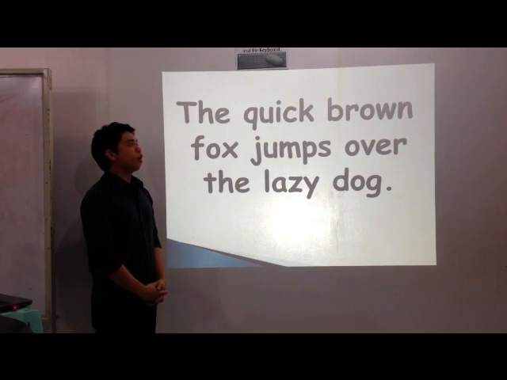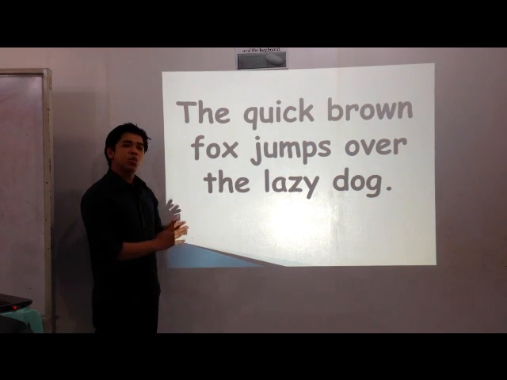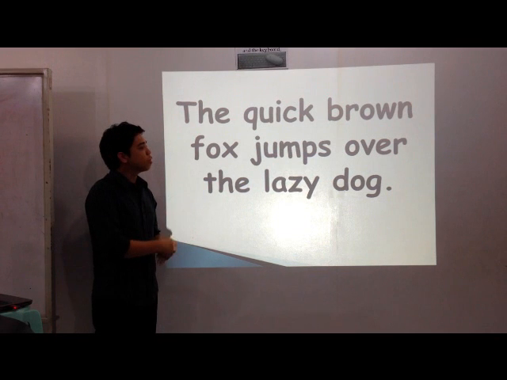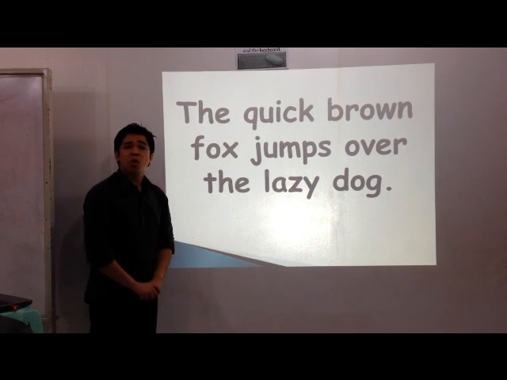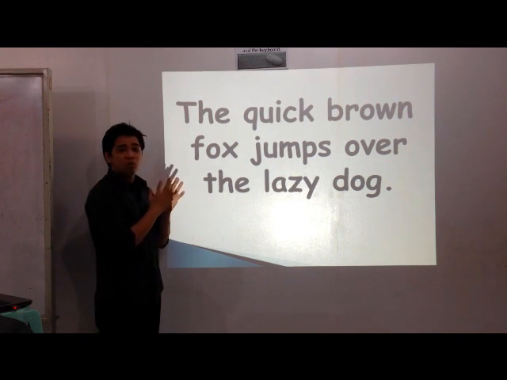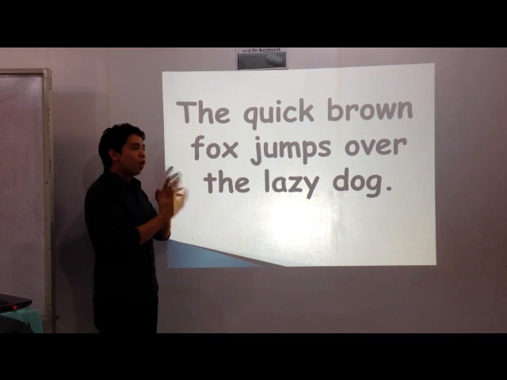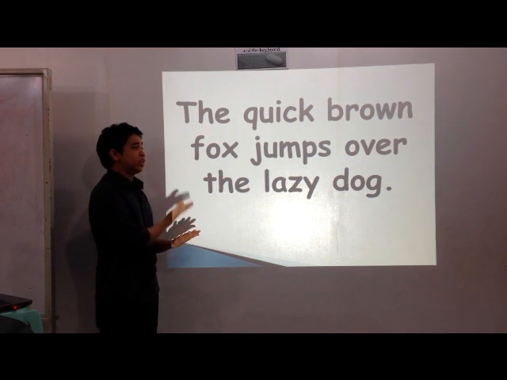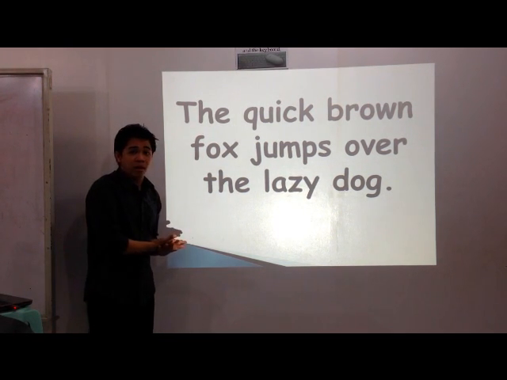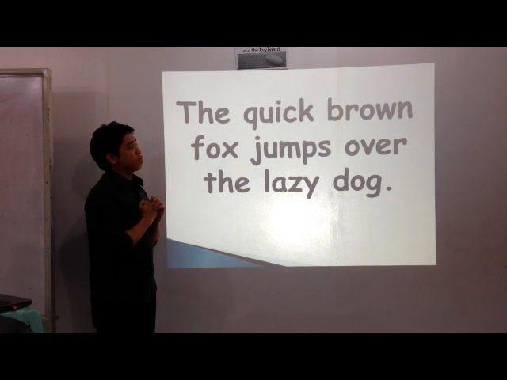The quick brown fox jumps over the lazy dog. Now, this is one of those popular sentences. The question now is, what makes it so special? Not only does it have nouns, verb, and article, okay? What makes this sentence special is it's an English pangram, meaning it contains all the letters of the English alphabet.